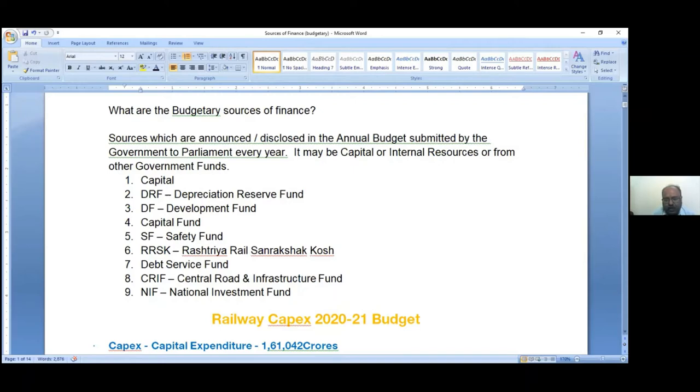Regarding EBR, extra budgetary resources, that is outside the scope of the Parliament. That means LIC funds, IRFC, institutional finance, PPP, public-private partnership, all these are called extra budgetary resources. Today's topic is budgetary resources.